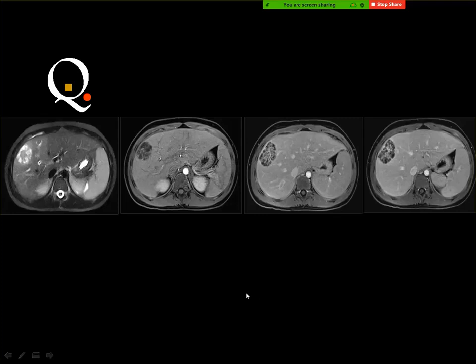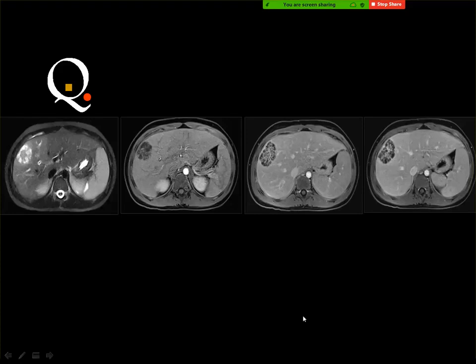FNH? No, this is the arterial phase. It is not enhancing. Hydatid cyst? It does not look like the hydatid. Hemangioma? No, it is not filling in the delayed phase. Hepatic adenoma? It is not significantly enhancing in the arterial phase.